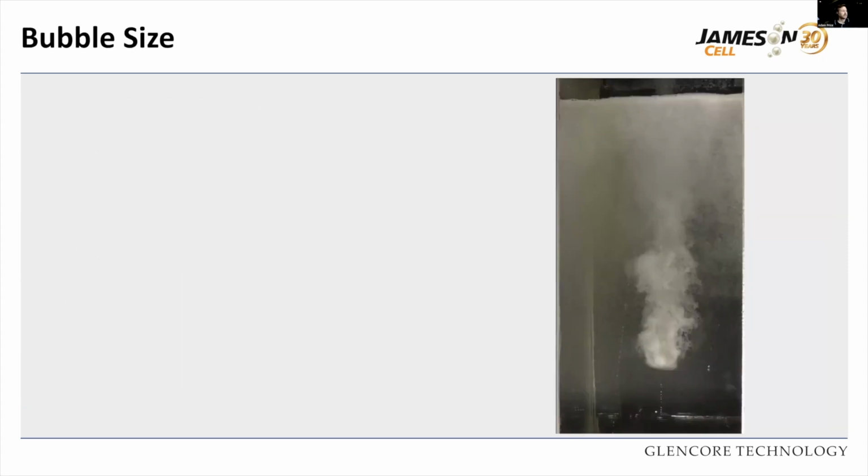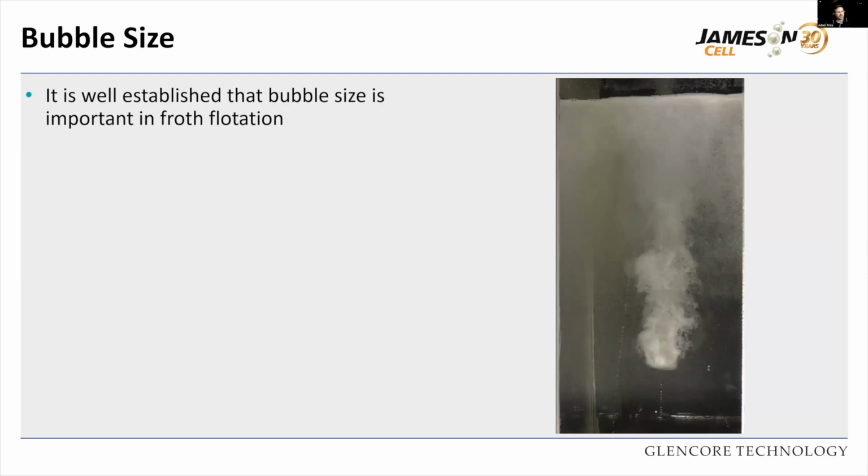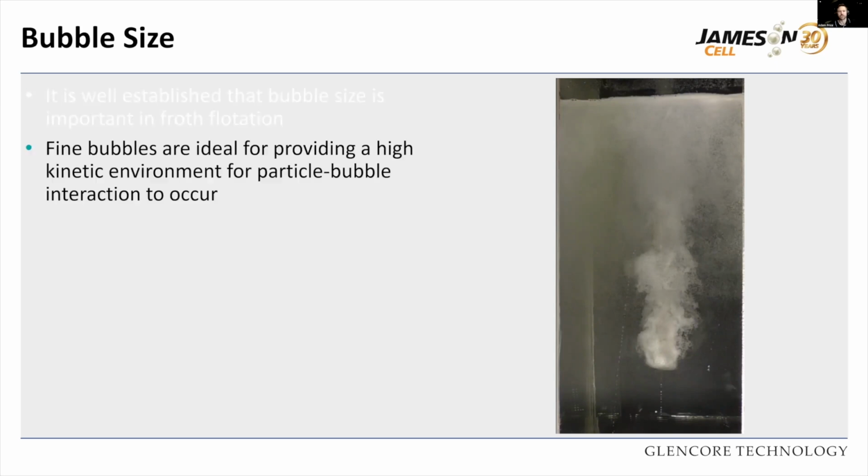So bubble size is another thing that's very important when it comes to Jameson Cell performance. And it's pretty widely known that it's an important factor when it comes to anything to do with froth flotation. It's been shown that the finer the bubbles, the better place we are to collect all the material, particularly the finer material that could be in the feeds that we're trying to treat.